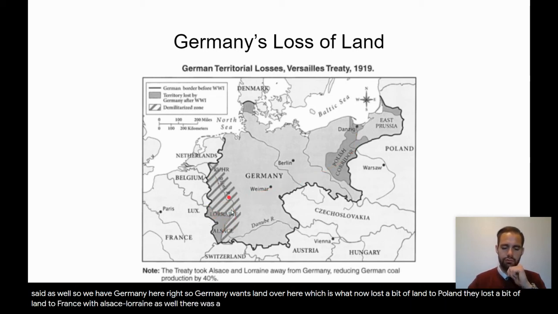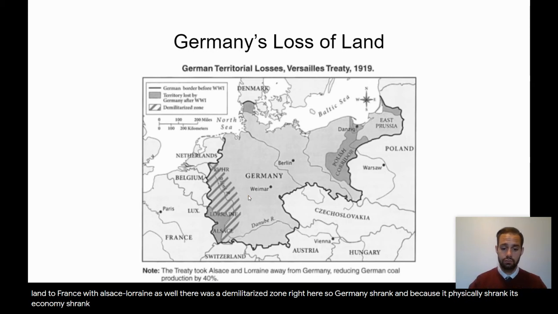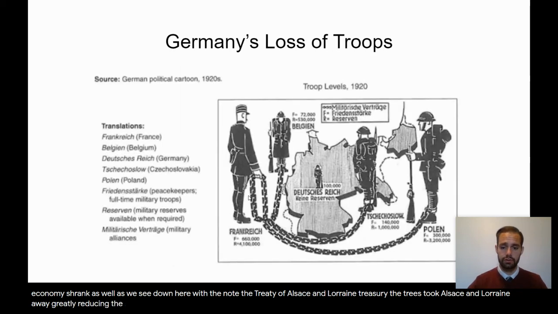There was a demilitarized zone right here. So Germany shrank. And because it physically shrank, its economy shrank as well. As we see down here with the note, the Treaty of Alsace and Lorraine took Alsace and Lorraine away, reducing German coal production by 40%, so greatly reducing their ability to industrialize. We also have Germany's loss of troops.